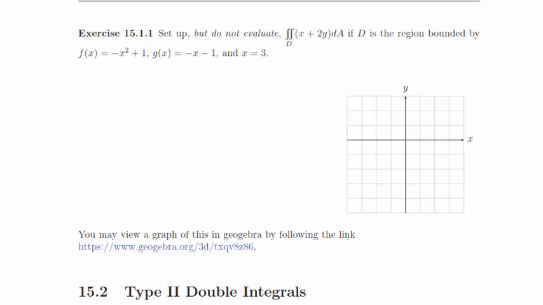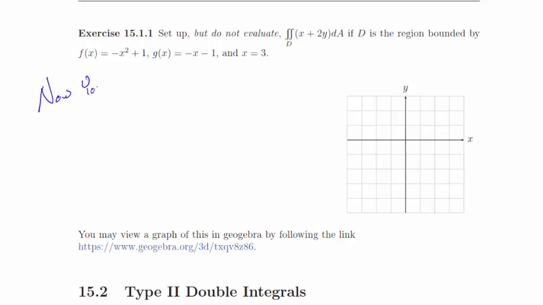So exercise 15.1.1, set up but do not evaluate the double integral over our domain D of x plus 2y dA if D, the domain, is the region bounded by f of x equals negative x squared plus 1 and g of x equals negative x minus 1 and x equals 3. So just set it up. Don't worry about the evaluation. We're not so worried about taking the double integral as seeing the geometry of how to set the double integral up. All right.